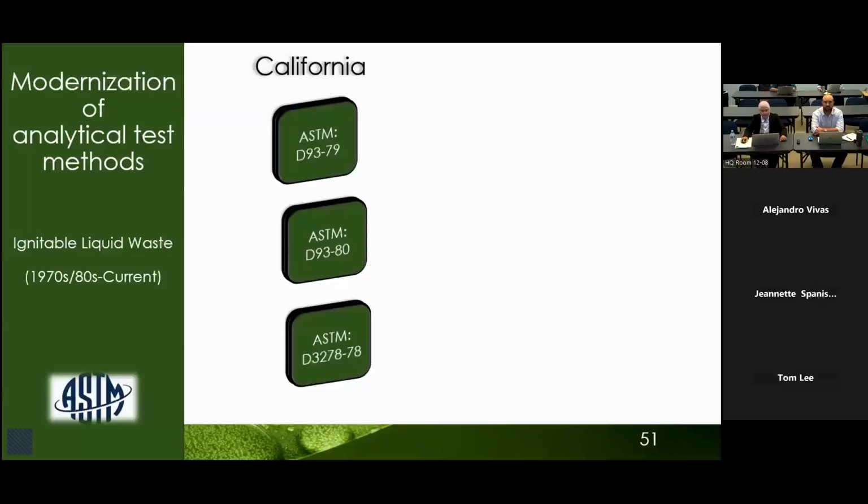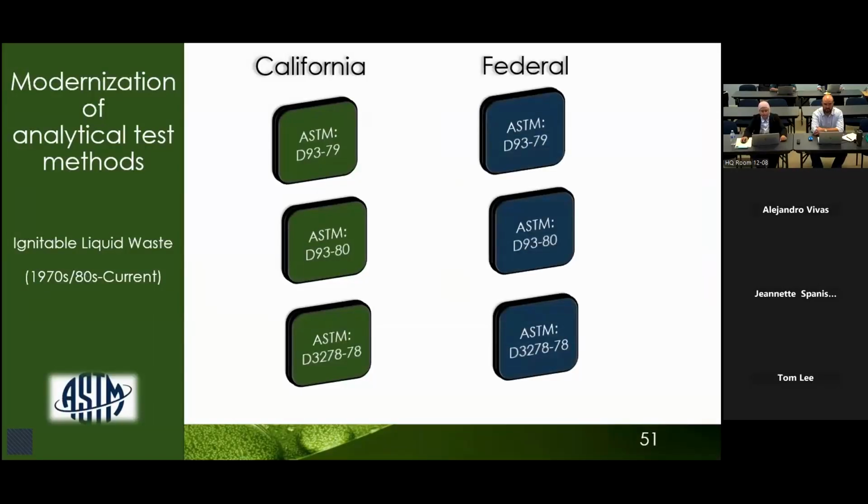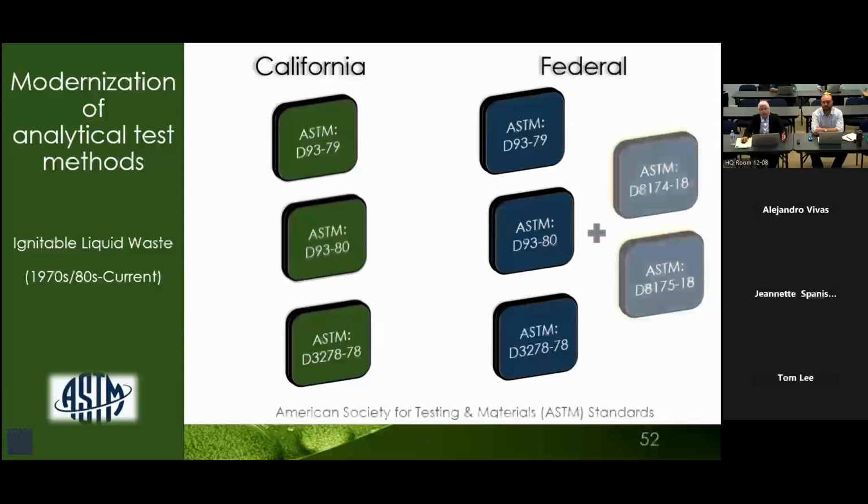Currently, California's criteria include ASTM standards from the 1970s and 80s, just like the old federal standards from that time. However, the US EPA has been gradually updating these standards while California hasn't adopted these changes yet. So, where does this leave us? In California, we are still using the three older ASTM standards for measuring flash point in liquid waste, which are highlighted in green boxes here.